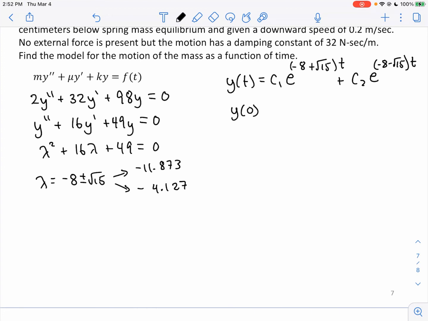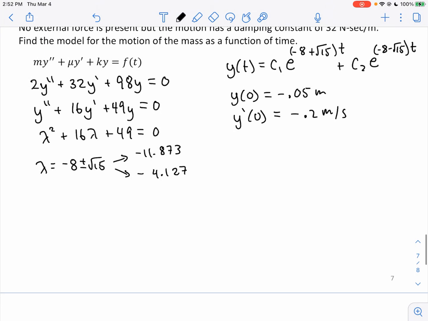And with Wolfram, we have the same initial conditions as we had before. So y of 0 is equal to negative 0.05 meters, and y prime of 0 is negative 0.2 meters per second. And we wind up getting the following as a particular solution. Y of t is equal to, and I'm going to say approximately because I did some rounding of the coefficients, about 0.0524597.